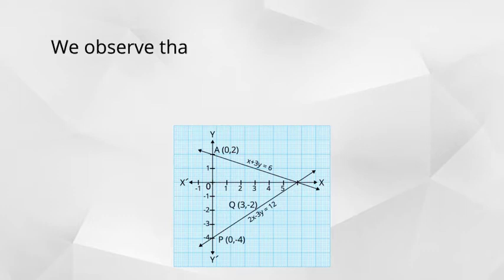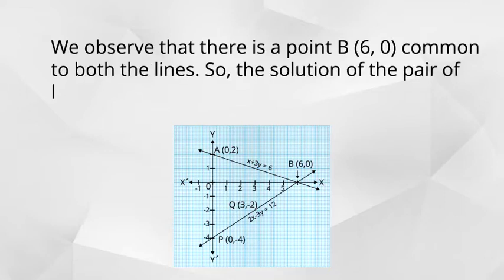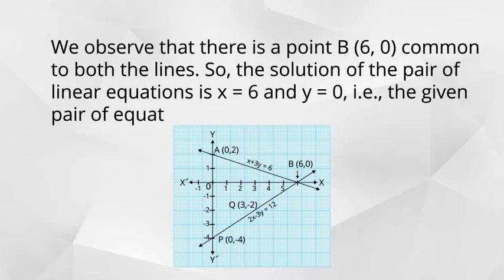We observe that there is a point (6, 0) common to both the lines. So, the solution of the pair of linear equations is x equal to 6 and y equal to 0. That is, the given pair of equations is consistent.